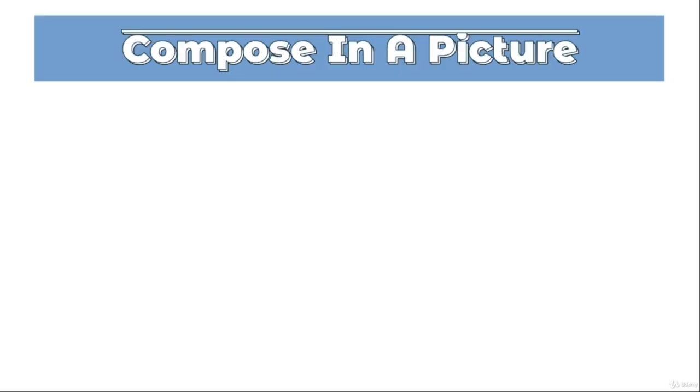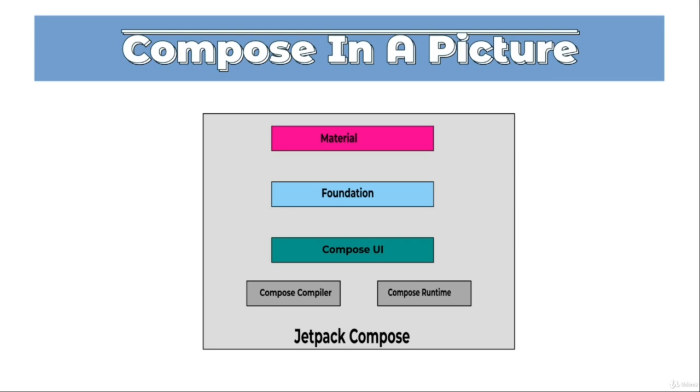So if we want to see that in a picture, it's something like this. First, you can see we have Compose Compiler and Runtime. On top of that, we have Compose UI, and on top of Compose UI and built on top of it, we have Foundation, and then we have Material that is in turn built using Foundation.